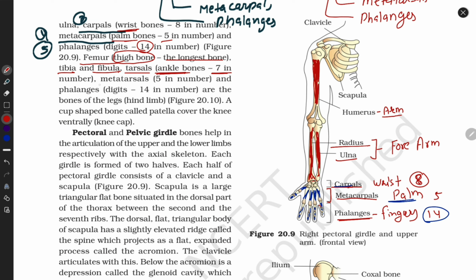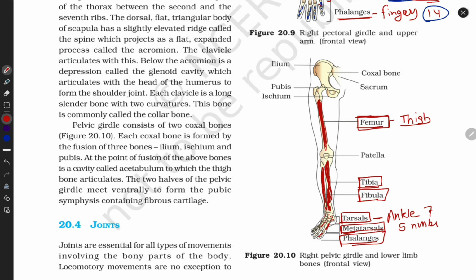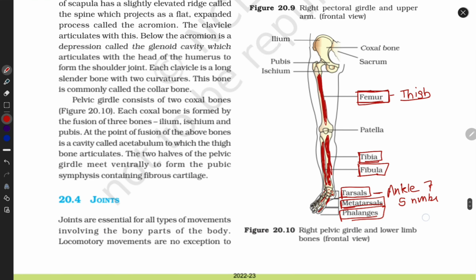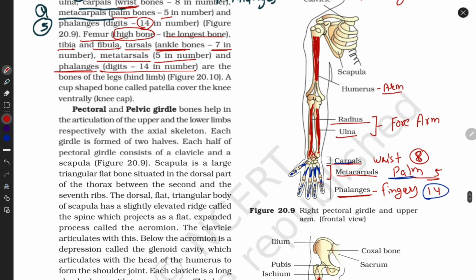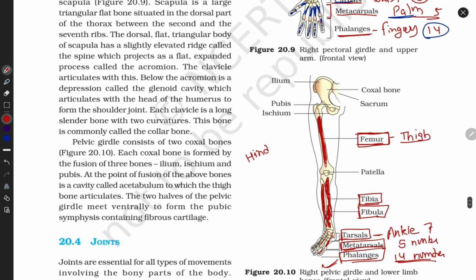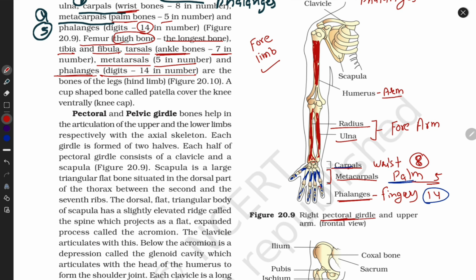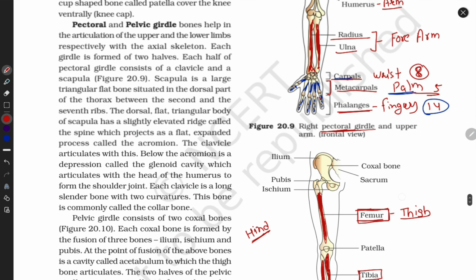Alright, guys. Now, metatarsals are 5 in number. Tarsals are 7. Next and last, the phalanges are 14 in number. They contain 14 bones. So this is clear. The forelimb is clear, and the hind limb is clear. In scientific language, we call the forelimb the pectoral or upper limb, and the hind limb the pelvic or lower limb.